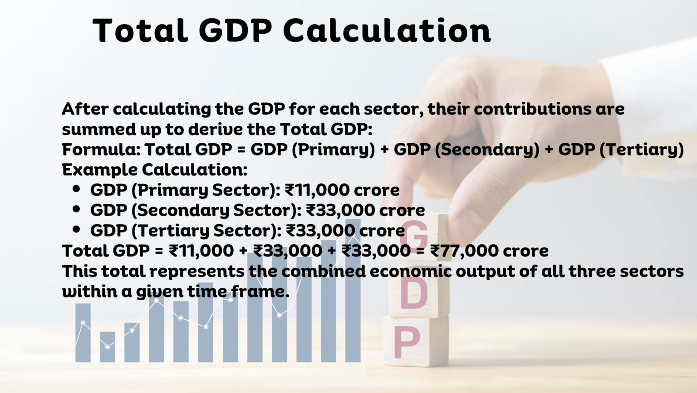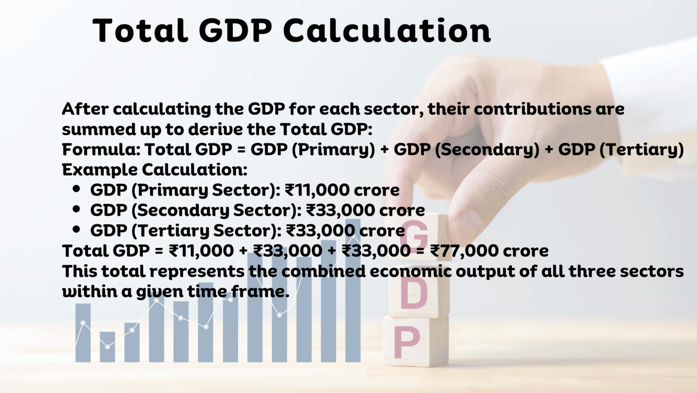Total GDP calculation. After calculating the GDP for each sector, their contributions are summed up to derive the total GDP. Formula: Total GDP = GDP primary + GDP secondary + GDP tertiary.